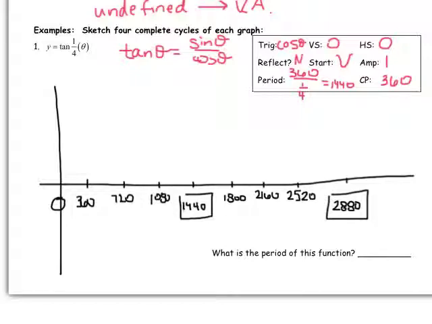My amplitude is 1, so from the 0 I'll go up 1 and down 1. The sinusoidal axis is on the 0 line. Okay, so cosine starts at the top. Let me do this in a different color. Starts at the top, and then from the top it goes middle, down, middle, top. Middle, down, middle, top.